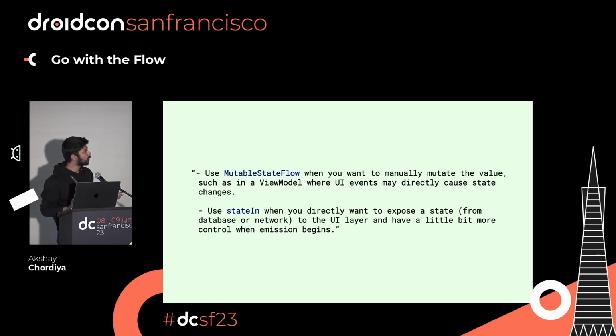So use mutable state flow when you want to manually mutate the value, such as in the view model where you have UI events which may directly cause state changes. And use the stateIn operator when you want to directly expose the state, like directly from the database or the network, and you just want to expose it to the UI with a little bit more control over when the emission begins and all the 3 sharing strategies which we saw.